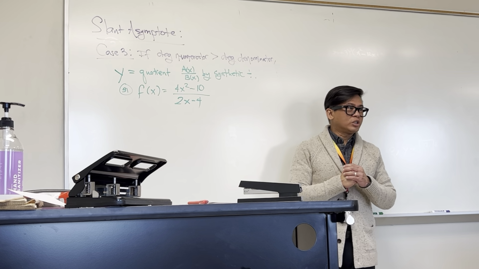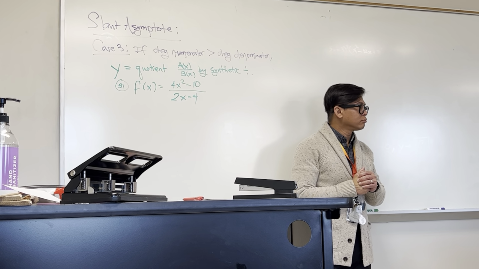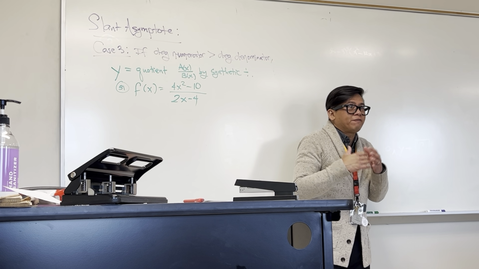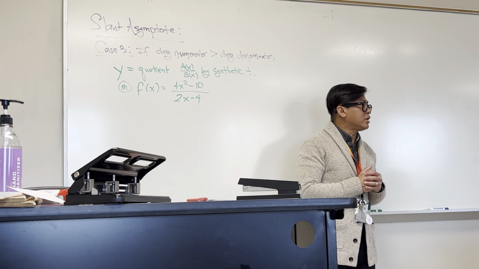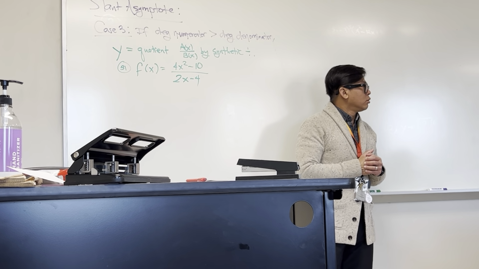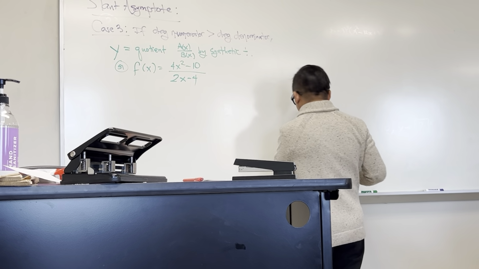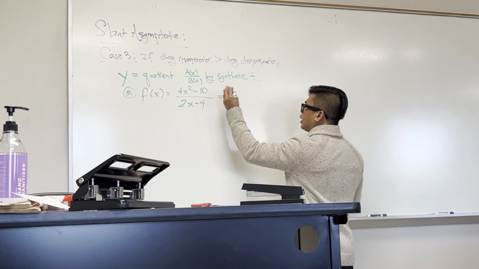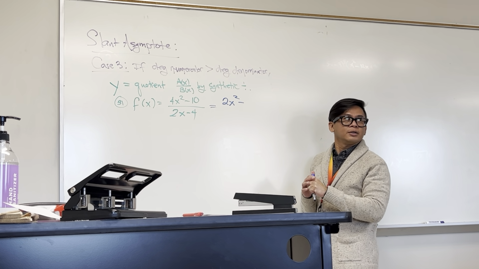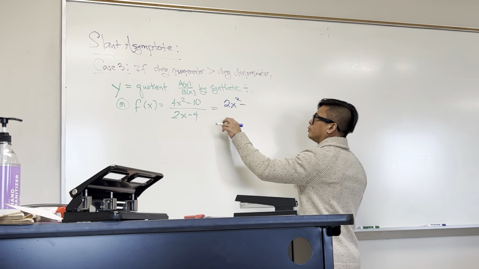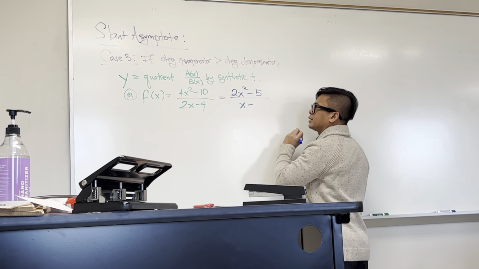They're all even, very good, that's correct. That means they're all divisible by 2. So in short, you can further simplify first by taking out the common factor, which is 2. With that being said, we can further simplify this and just write it as 2x squared minus 5, all over x minus 2.